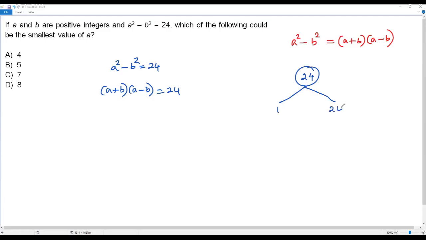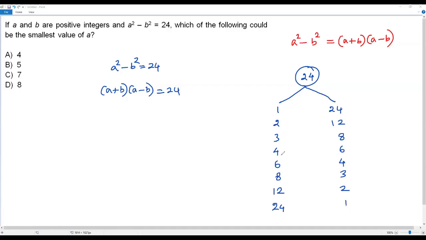So 1 times 24 is 24, and I can take 2. 2 is a factor of 24. 2 times 12 is 24, and if I take 3, I'll be getting 8. 3 times 8 is 24. And now I can take 4. 4 times 6 is 24. I cannot consider 5 over here because 5 is not a factor of 24. 6 will work. 6 times 4 is 24. And 7 will not work. And if I take 8 over here, it will be 3 times 8 is 24. 9 will not work. 10 will not work. 11 will not work. And 12 works. 12 times 2 is 24. And 24 times 1 is 24.